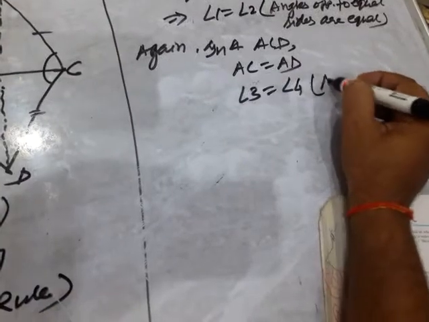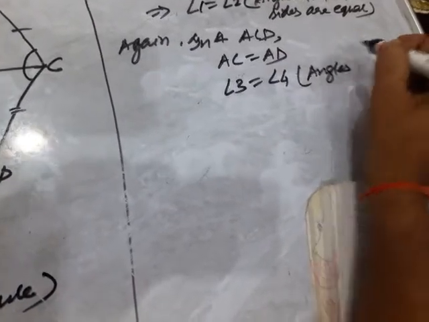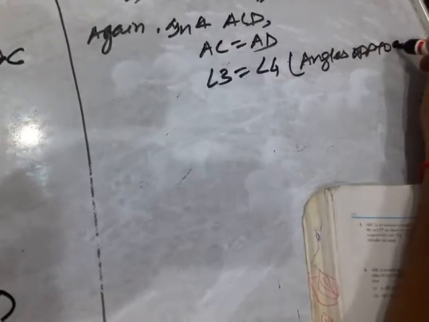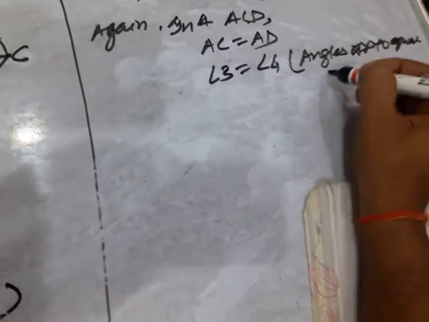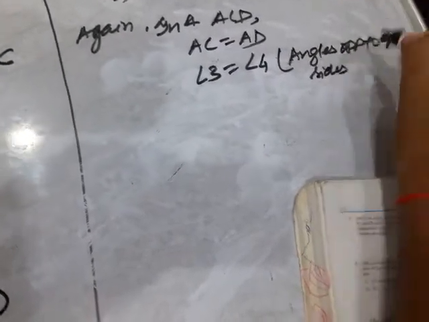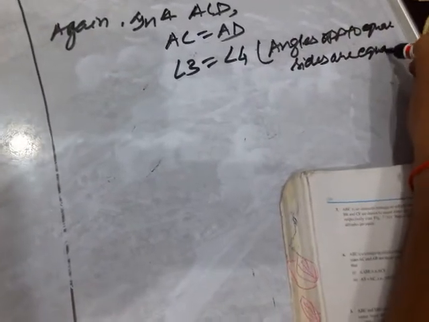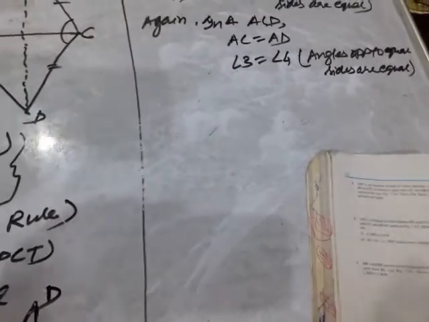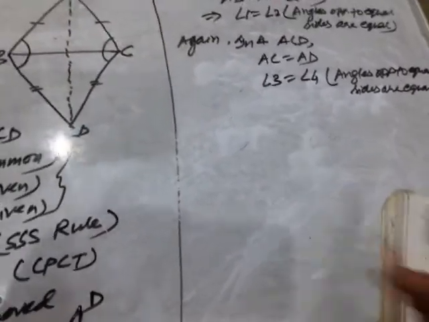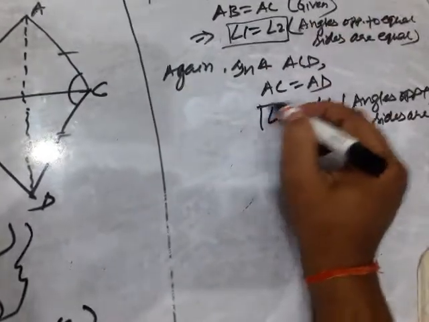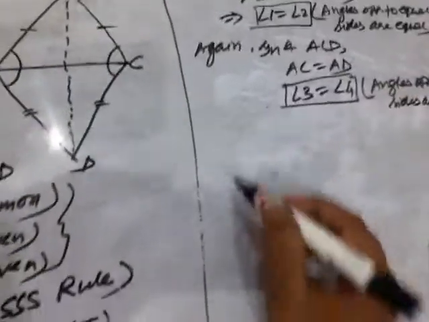Again, angles opposite to equal sides are equal. Okay children, angle 1 equal to angle 2 we have found out. Angle 3 equal to angle 4 we have found out.